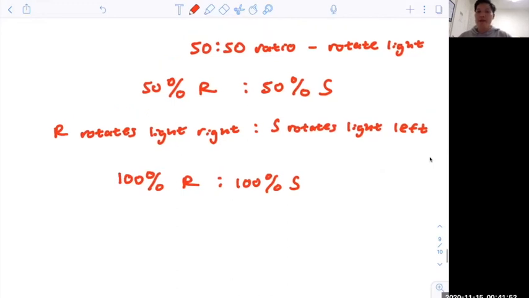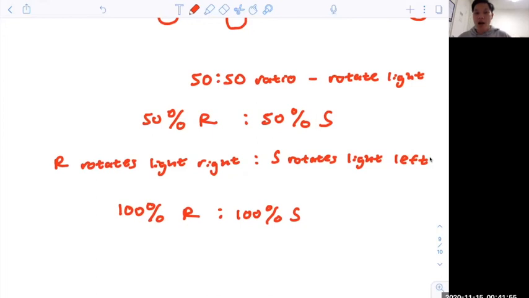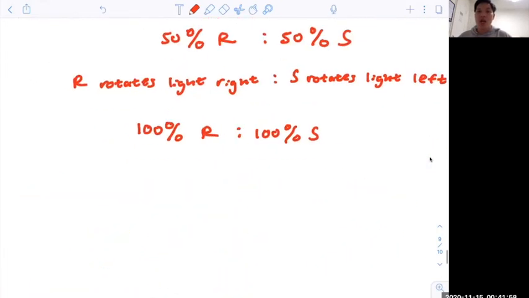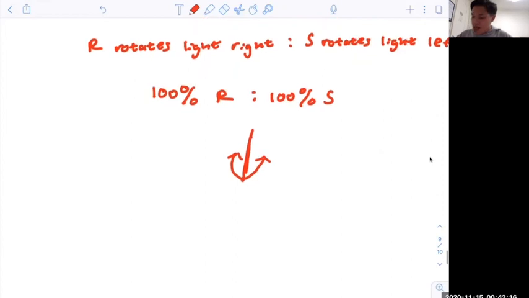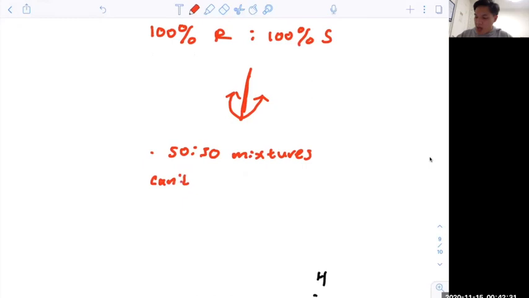But what happens if we have a 50-50 mixture of R and S like we do in an SN1 reaction? If we have a 50-50 mixture, that means it's going to 50-50 rotate light to the right and 50-50 rotate light to the left. So what happens is it actually cancels out right here. So that means these 50-50 mixtures can't rotate light anymore. Can't rotate light.